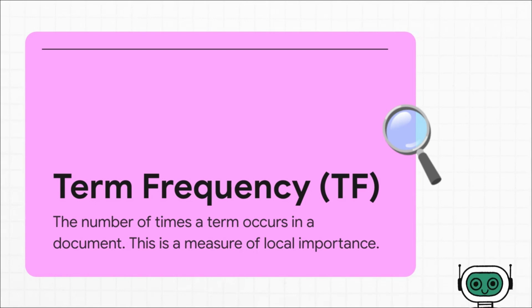And this idea leads us to the first piece of the puzzle, term frequency, or just TF. It's super simple. It just measures local importance. It asks, inside this one document, how often does this word pop up?